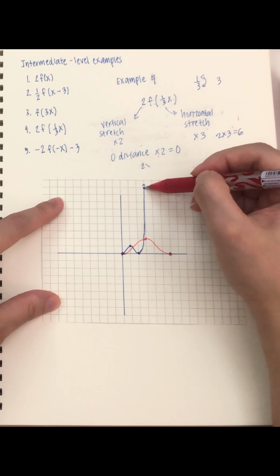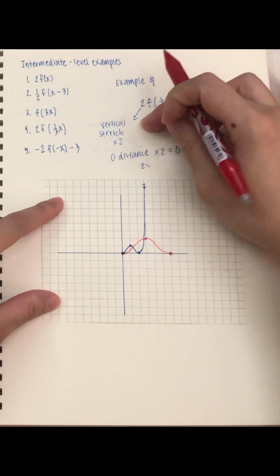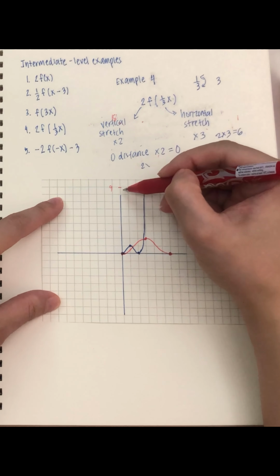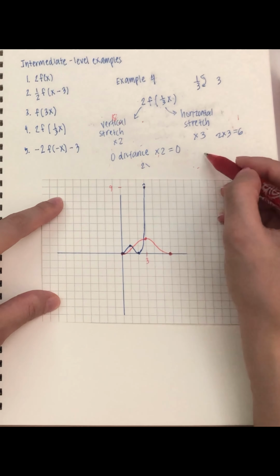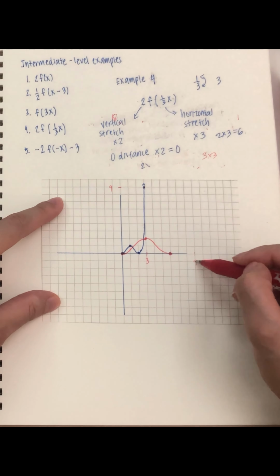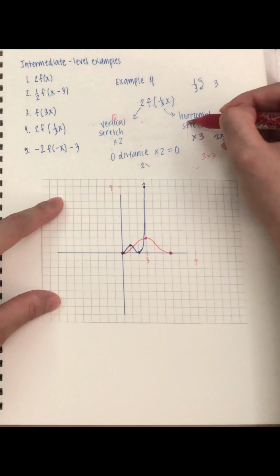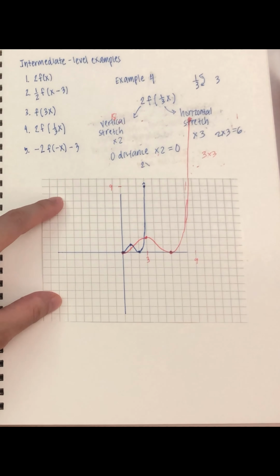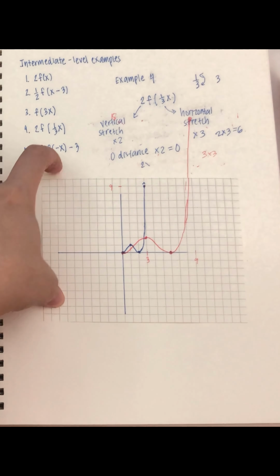This point will go somewhere here, okay? Because this used to be at 9, now it's going to be at 18. And it used to be 3 units away, so if you want to triple the 3, it'll be here at 9, 18, if that makes sense. This is the graph, stretched vertically and stretched horizontally. It became a giant. Okay.